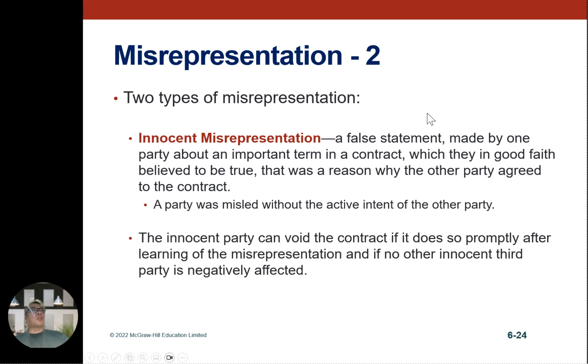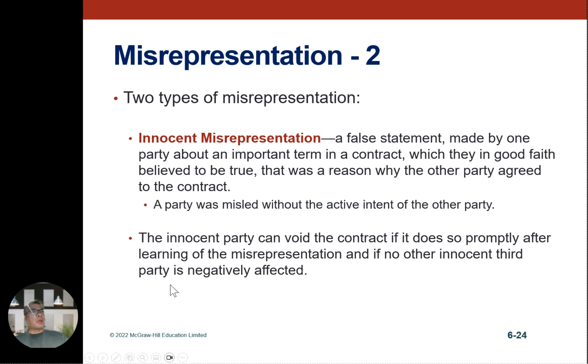Misrepresentation number two: innocent misrepresentation means a false statement made by one party about an important term in a contract, which they, in good faith, believe to be true, and that was the reason why the other party agreed to the contract. A party was misled without active intent by the other party.